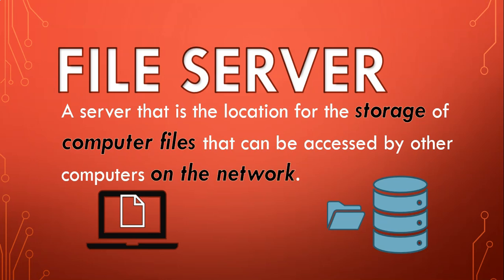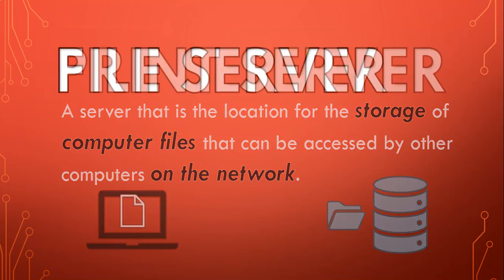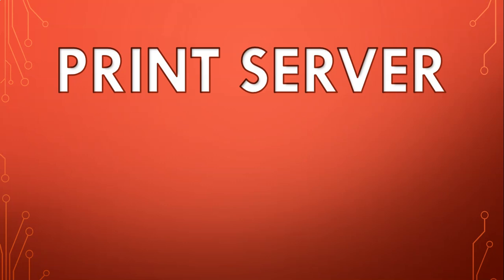The key way to understand if you are using a file server is if you can use multiple computers in a network and access the same drive, for example. Then that drive is predominantly going to be on some sort of file server. The other type of server that you get is called a print server.